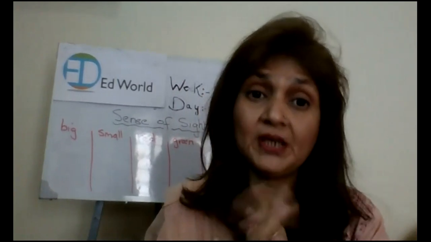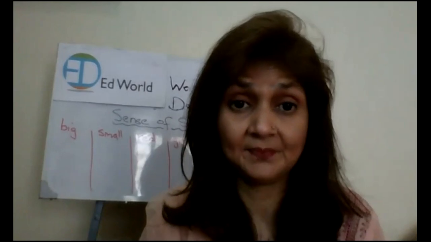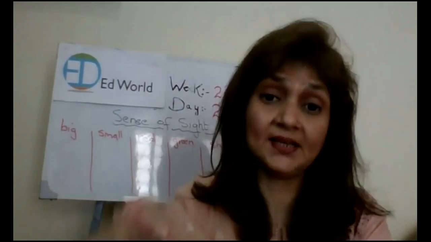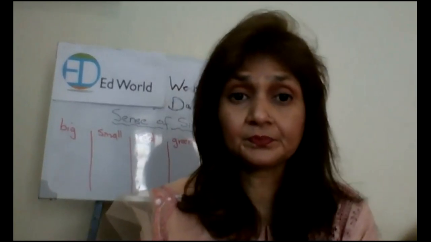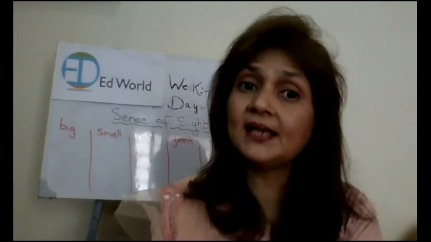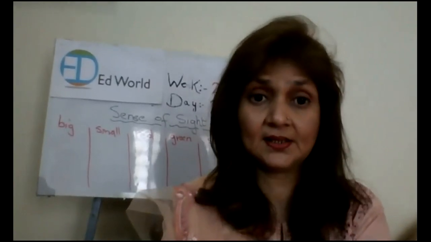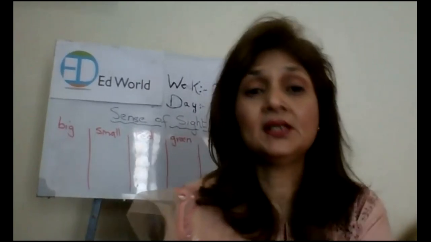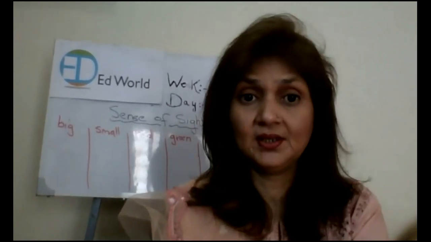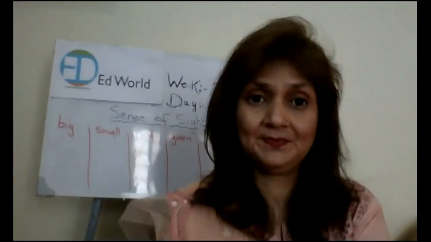So this is what we are going to learn. We are going to learn about the sense of sight. Sight means to see, to look at. Then how does this sense of sight help us? You have already seen you were unable to see the things when your eyes were closed. But when your eyes were open, you were able to see the picture. You were able to describe that picture.